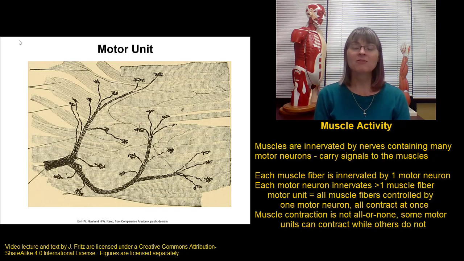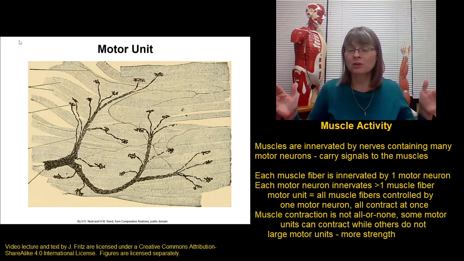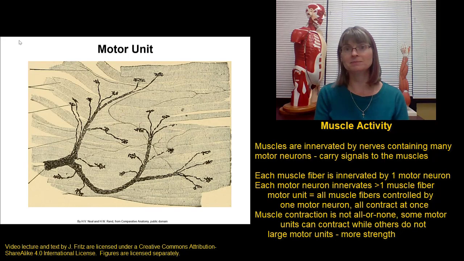Some muscles have very large motor units, and what I mean by that is that a single motor neuron innervates a lot of muscle fibers. Some motor neurons can innervate up to 1,000 individual muscle fibers. That makes for a pretty big motor unit. The advantage to large motor units is that you have a lot of strength. Even activating one motor unit will contract a lot of muscle fibers and lead to greater strength.